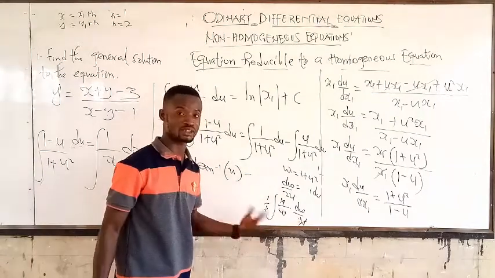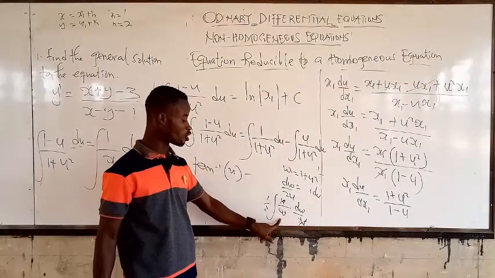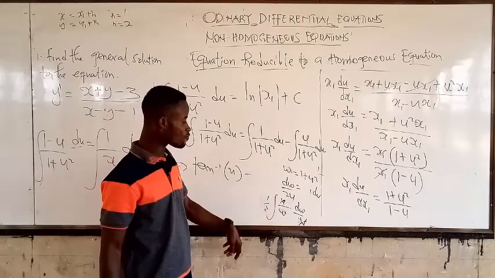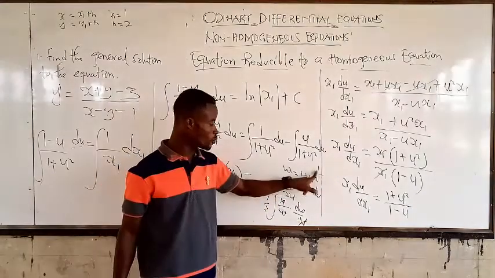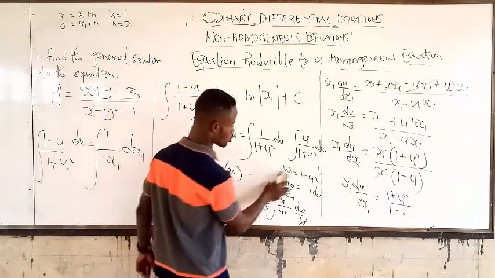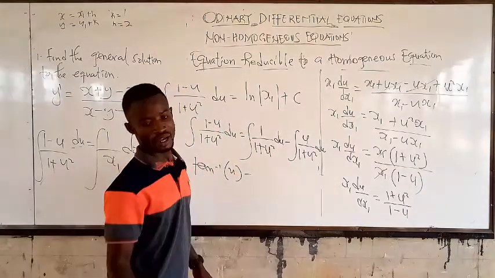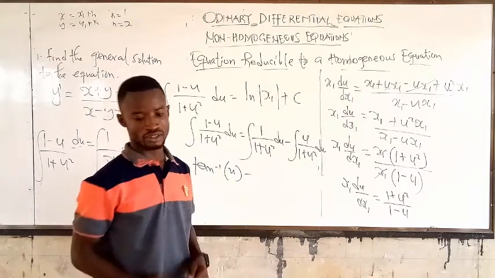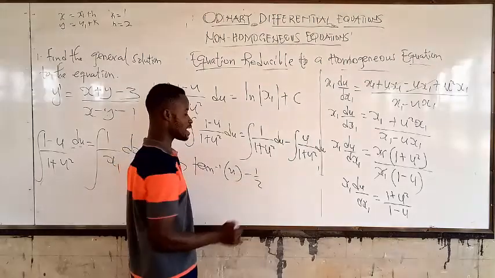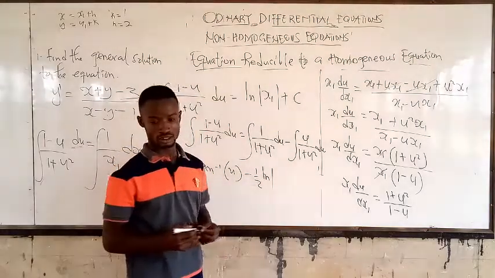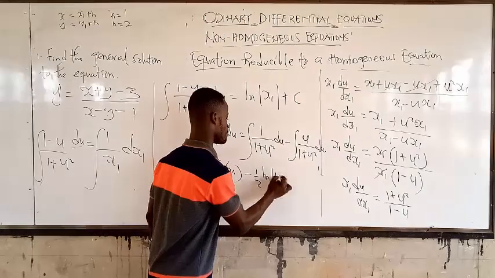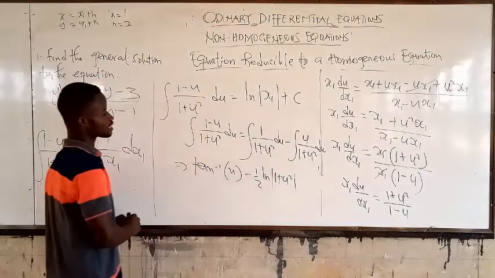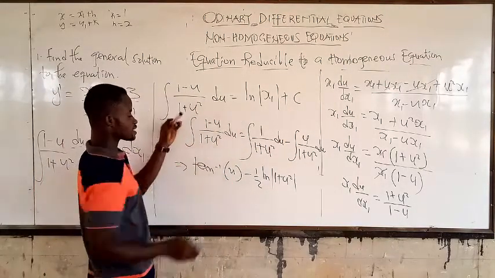I don't want to be doing everything, you know this already. Yeah, we are going to get 1 over w. So we get ln w. So here we are going to get half ln w, and this is w. Very good. So let me clear up this. So when you do this, alright. So when you do this, you are going to get minus half ln 1 plus u squared. So that is what the left hand side is going to give you.